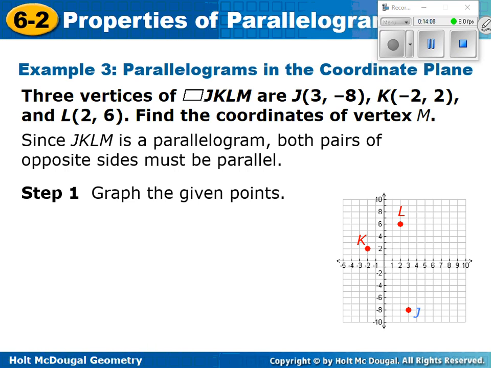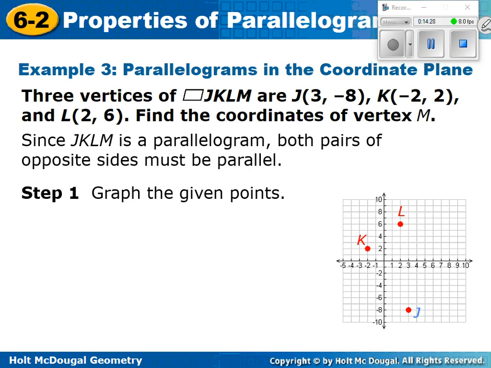So if you look at this one, I went ahead and gave you a graph and plotted the points J, K, and L. But you will probably need graph paper if you have a question like this on your homework. So just like last semester, I want to encourage you to keep a little graph paper in your binder all the time. That way, if you have a homework question that requires graph paper, you're ready, okay?